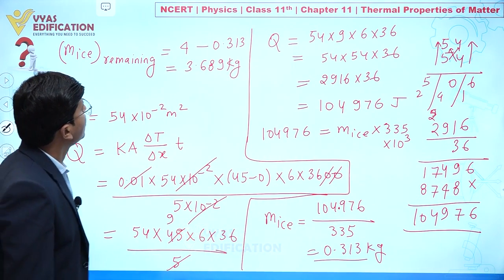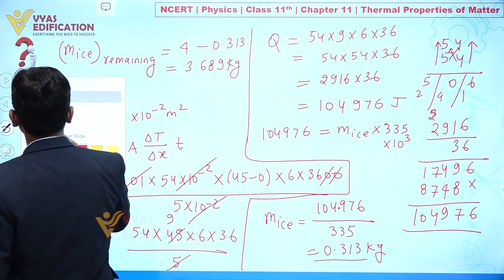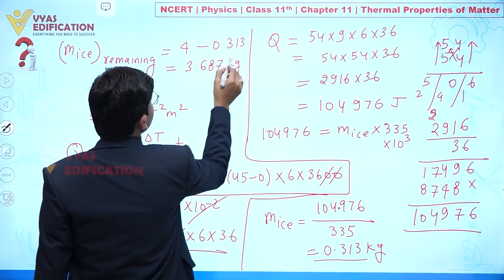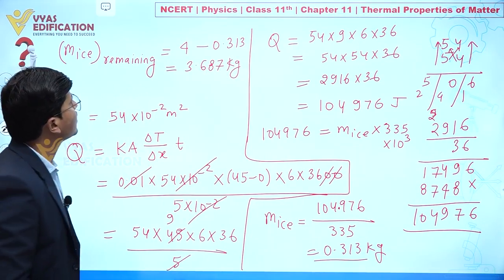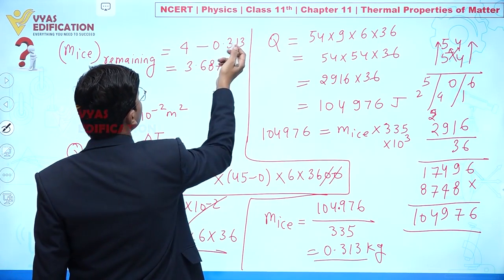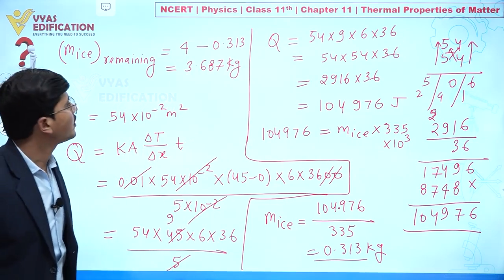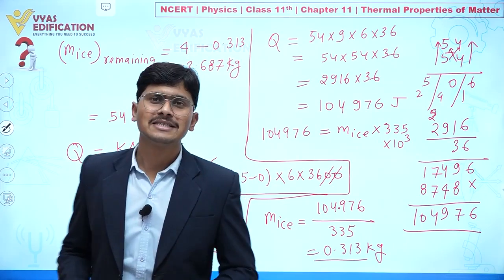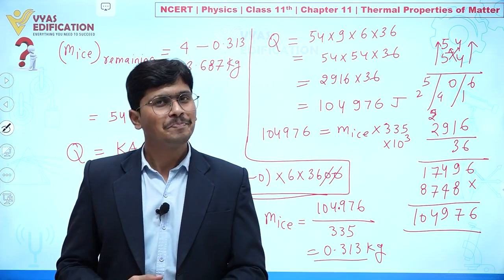Actually this is 7. This is my mistake, this is 7. So we can say 7, 7, 3 we have 10. We have 1, so 2, 10. Again we have 1. Correct. So 3.687 kilogram. This is the mass of ice remaining. So this is all about this question.